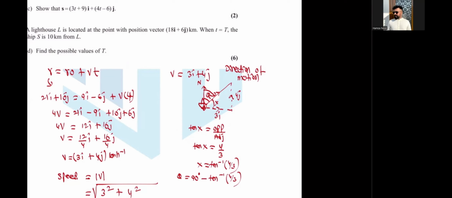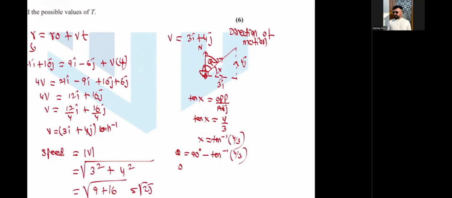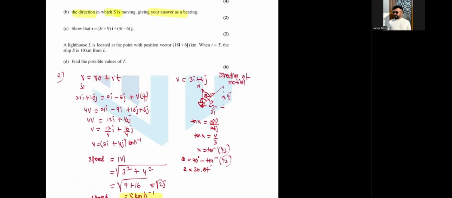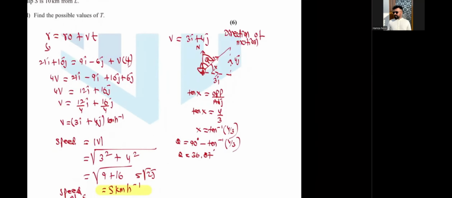This is supposed to be 36.87 degrees. Theta is equal to 36.87 degrees, but we need to give our answer as a bearing. So, therefore, the bearing, we have to write our answer as a three-figure number. So the bearing is 037 degrees, correct to the nearest degree.